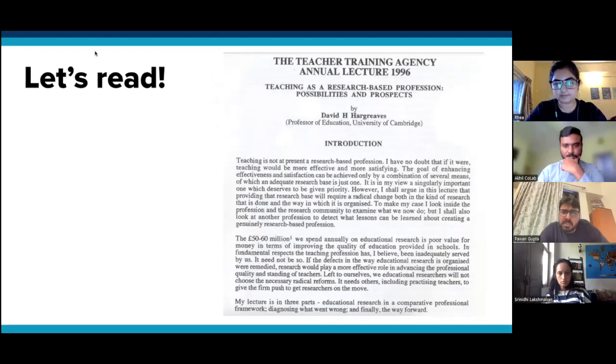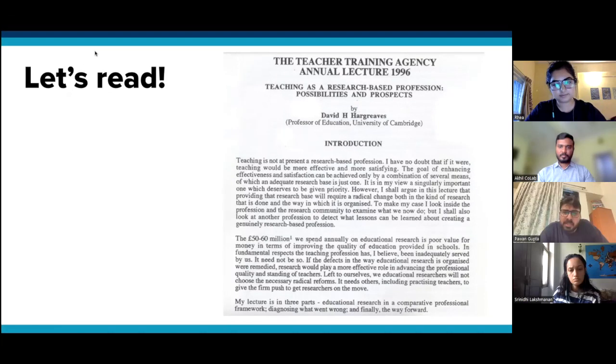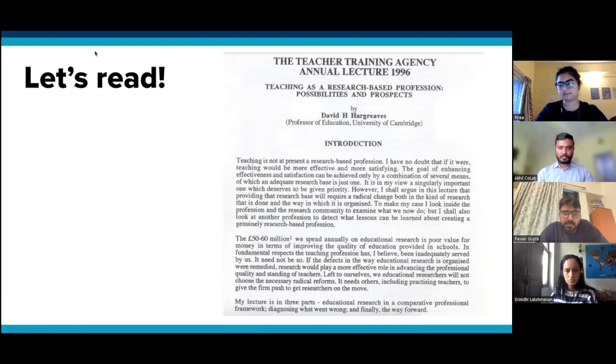However, I shall argue in this lecture that providing that research base will require a radical change, both in the kind of research that is done and the way in which it is organized. To make my case, I look inside the profession and the research community to examine what we now do. But I shall also look at another profession to detect what lessons can be learned about creating a genuinely research-based profession. The 50 to 60 million pounds we spend annually on educational research is poor value for money in terms of improving the quality of education provided in schools.